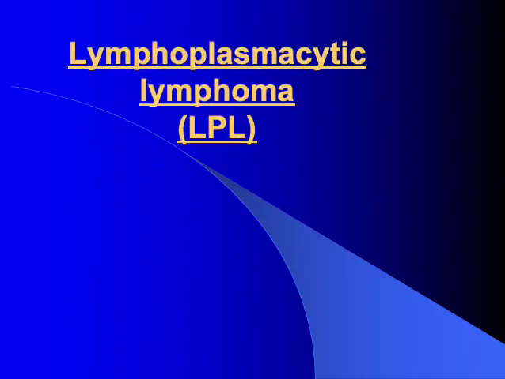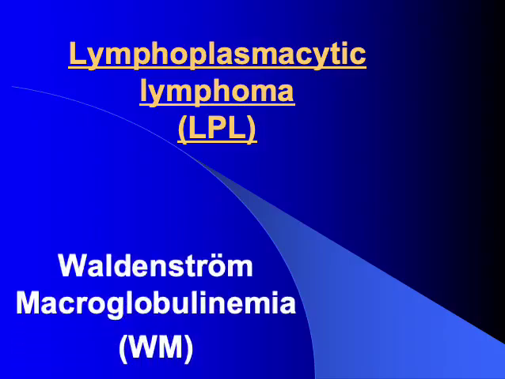Another low-grade lymphoma is lymphoplasmacytic lymphoma. From the name, it is a lymphoproliferative disorder characterized by lymphocyte disorder and plasma cell disorder. Another name for it is Waldenstrom macroglobulinemia because of IgM production. So either name you choose is fine. It is the same disease, lymphoplasmacytic lymphoma or Waldenstrom macroglobulinemia.